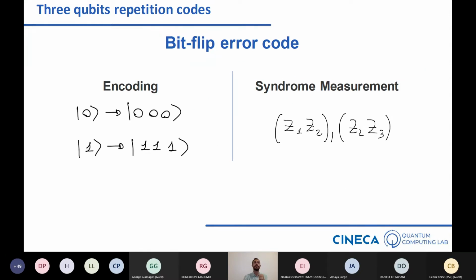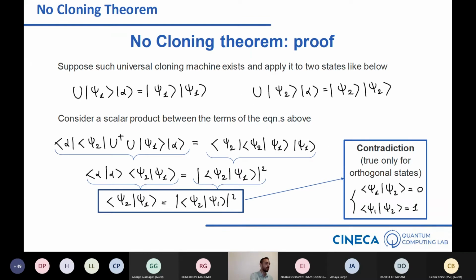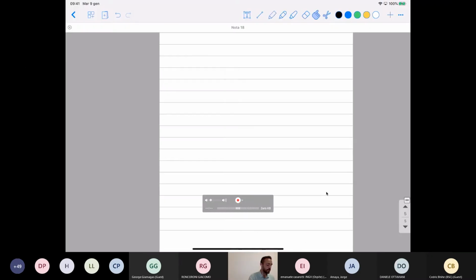So I'm going to show you now the 3 bits. Why is it a bit flip rather than an arbitrary one? Okay, let me briefly go back here and let me write something. Let me show you this.